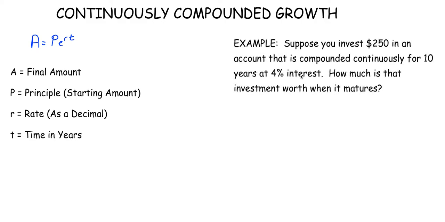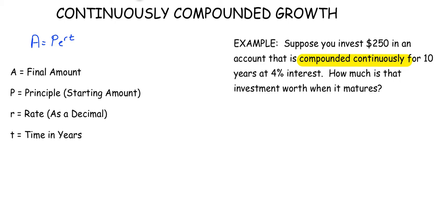So for example, suppose we're investing $250 into an account that is compounded continuously for 10 years at 4% interest. I want to know how much that investment is worth when it matures. I see the word compounded in here, but remember, it's compounded continuously. So that means I'm using the PERT formula here.